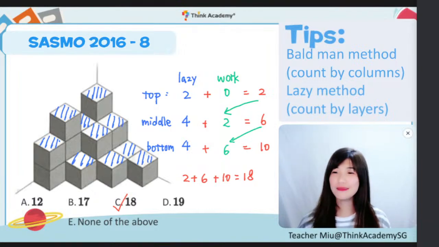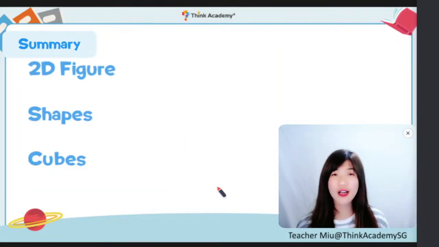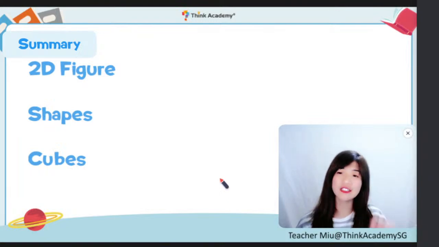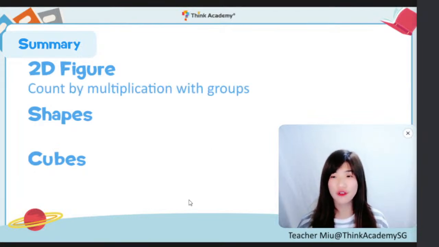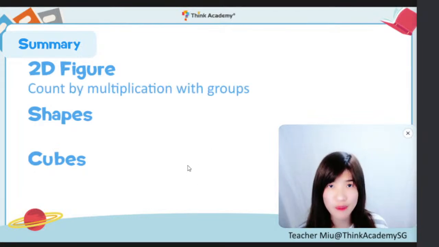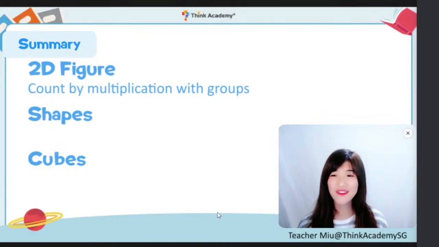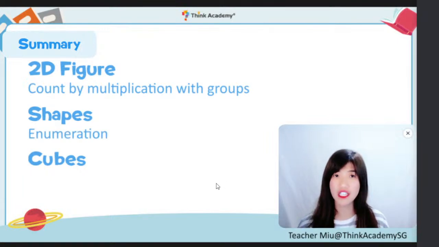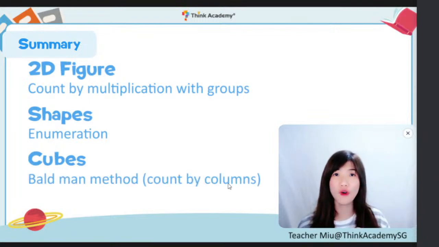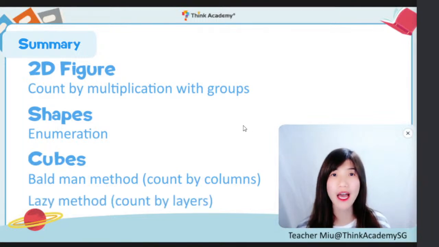So let's go to the summary for today. Today, we talked about counting figures. We can count 2D figures, we can count shapes, and we can also count cubes. For counting 2D figures, you can use multiplication with groups to make it easier and faster. And for shapes, especially triangles, rectangles, and squares, you can use enumeration to find out the correct one. And for counting cubes, we have 2 methods to go. One is called the boatman method, where we count by columns. And the other is the lazy method, where we count by layers. All right, so these are the summaries for today.